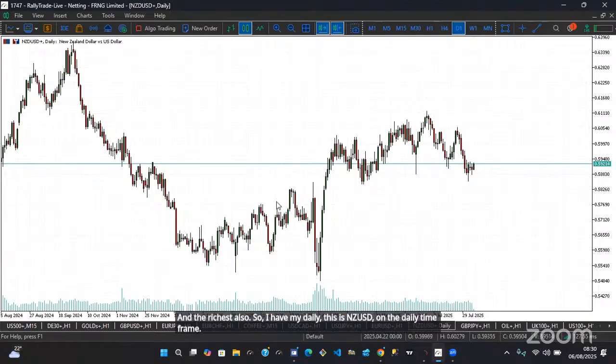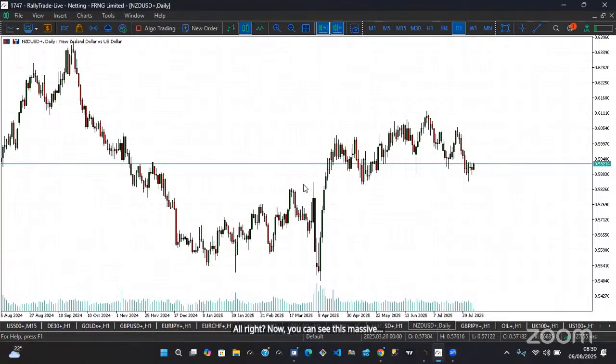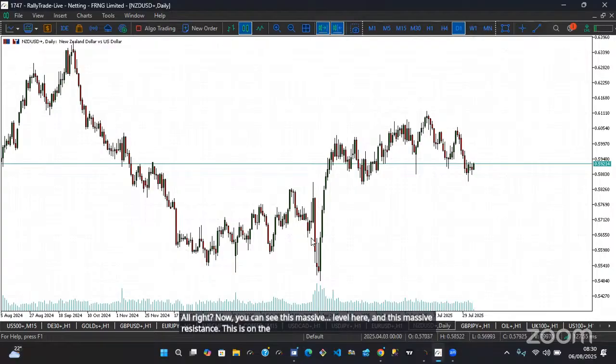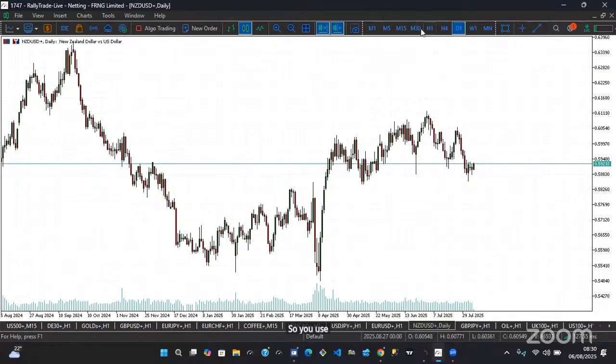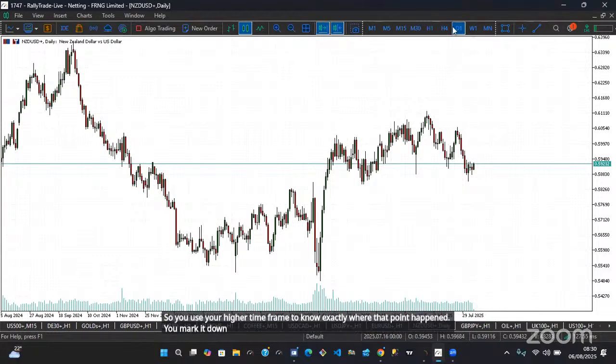All right. Now you can see this massive level here and this massive resistance. This is on the daily. It has to be on the higher time frame. Price respects this retest on the higher time frame, then on your lower time frame. So you use your higher time frame to know exactly where that point happened. You mark it down even before it retests.